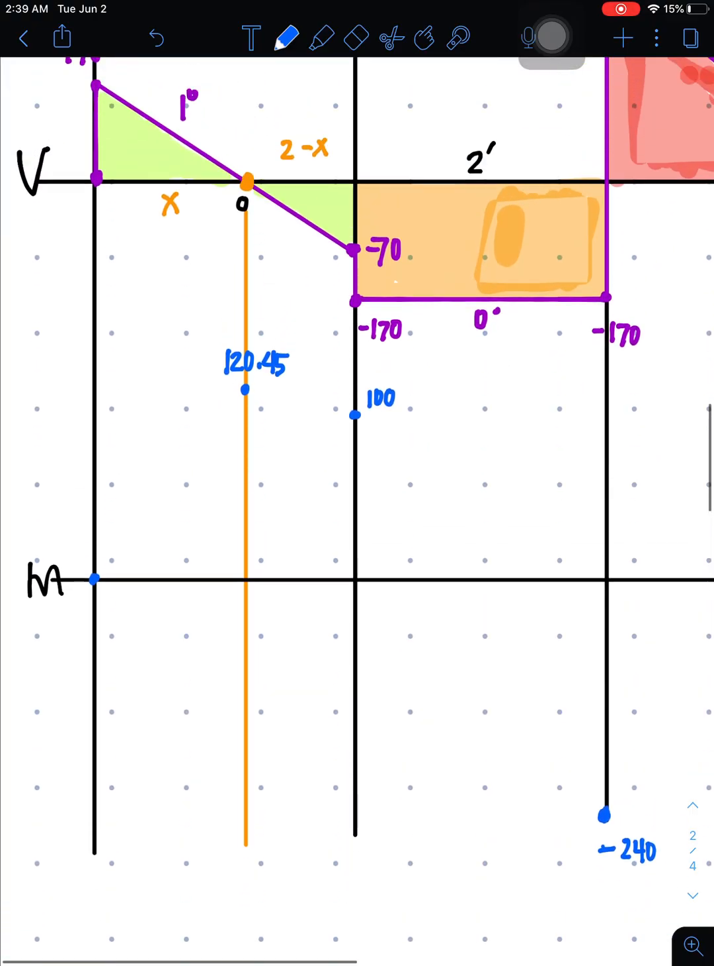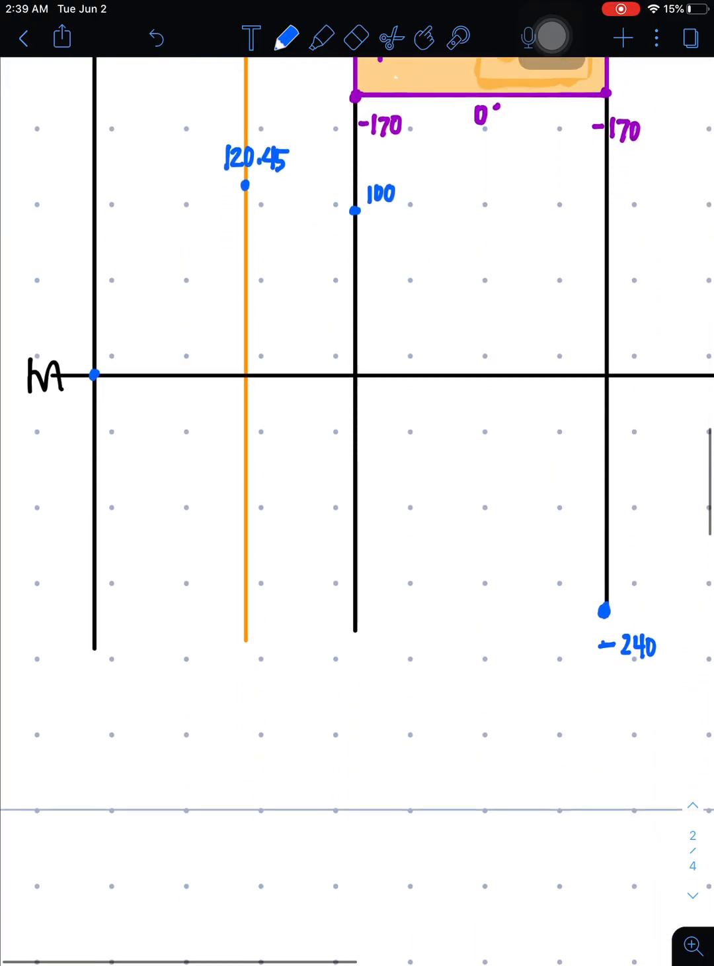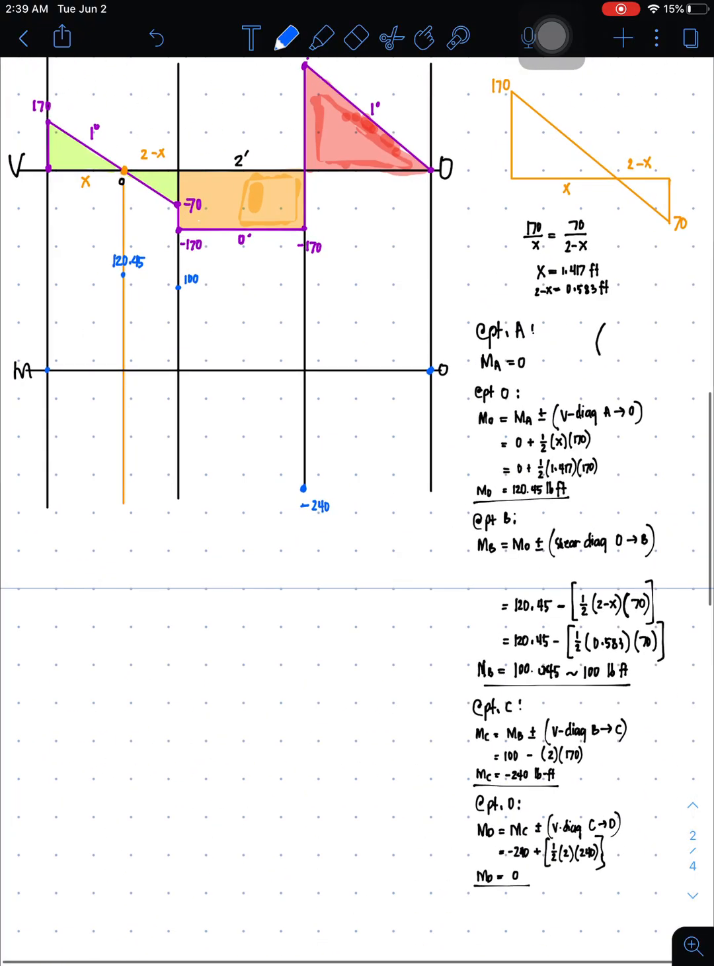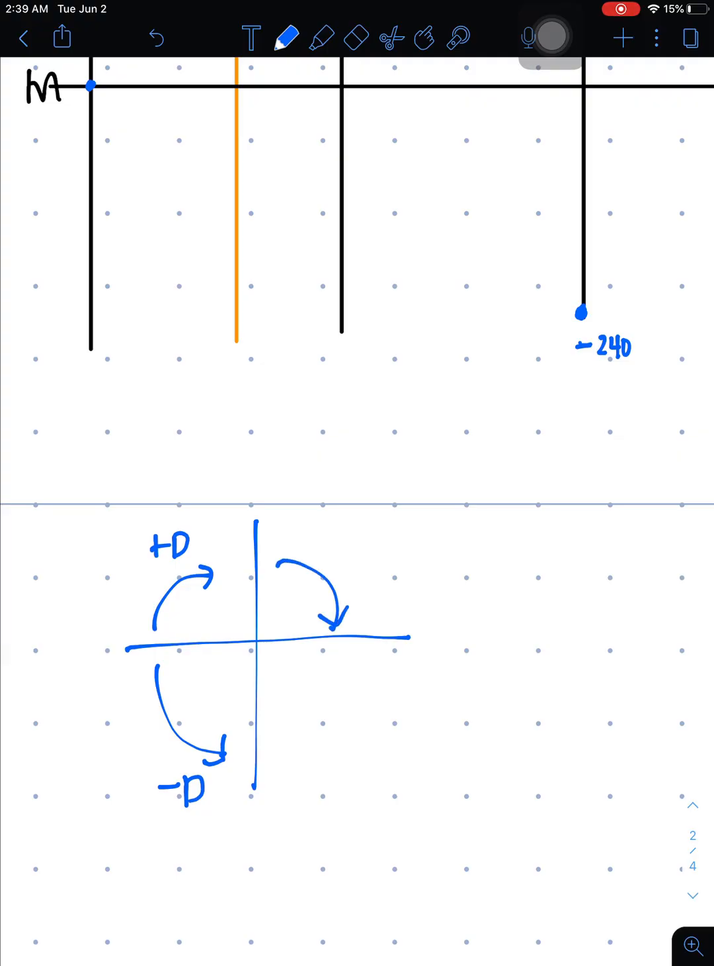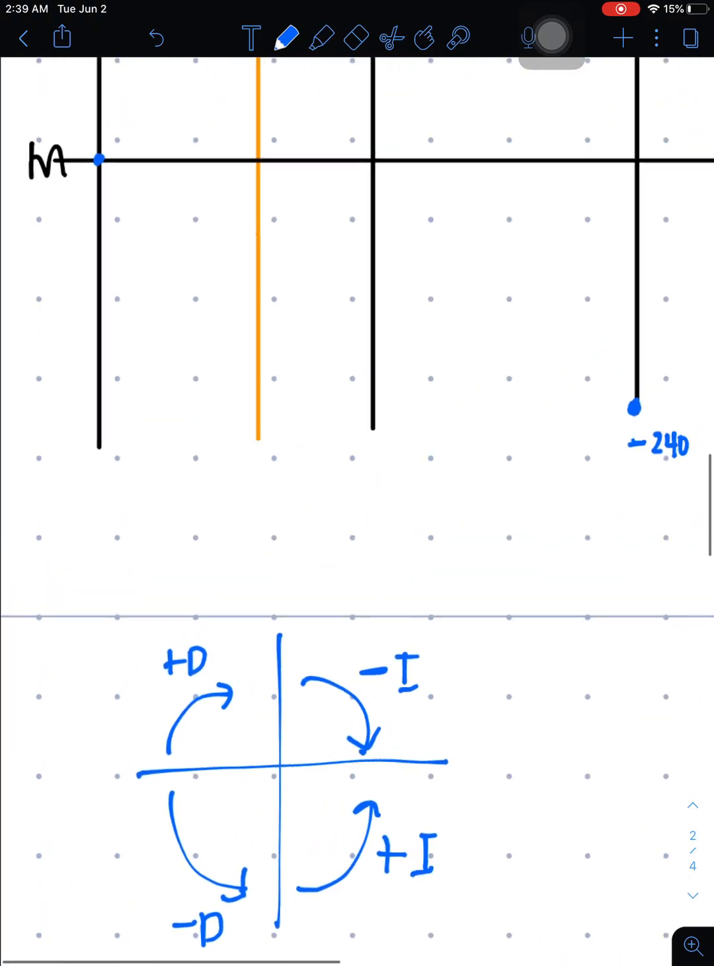How do we connect? Remember the diagram that I gave? It looks like this. You can actually write this one in your paper. So this is positive decreasing. This is negative decreasing. This is negative increasing. This one is positive increasing. It's easy because you will remember it like that.